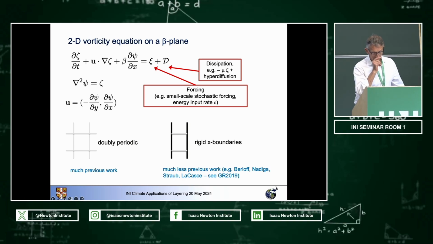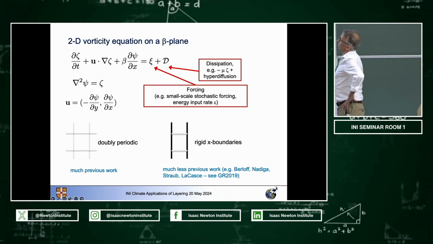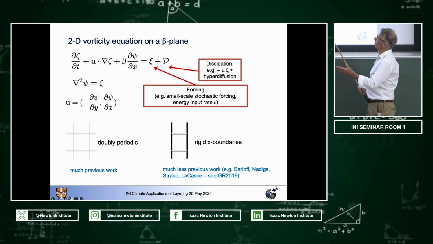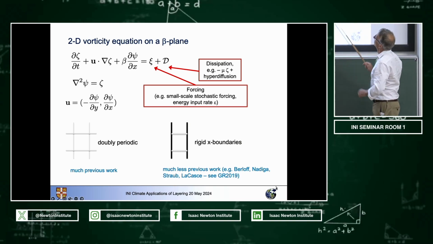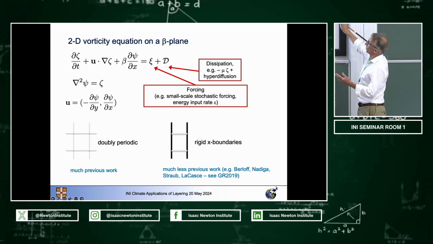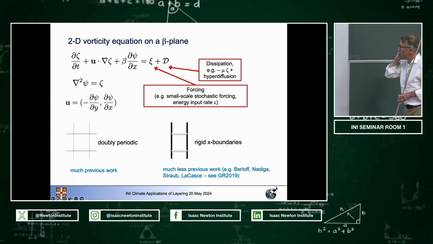So, the starting point is the workhorse, the two-dimensional vorticity equation on a beta plane. Essential ingredients: stochastic forcing. With a single layer system, you've got to make something happen. At this stage, I'm going to consider models where the energy is being put in at small scales. You have some kind of damping which brings the system into equilibration.